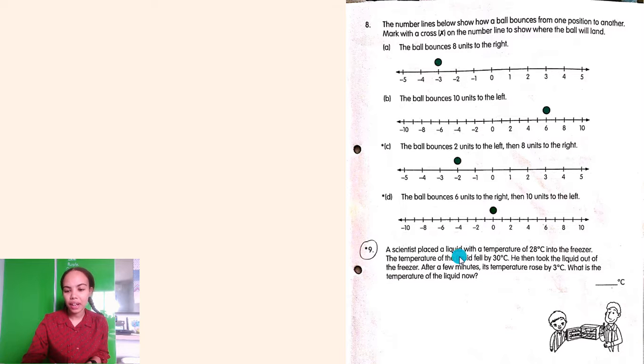Okay, a scientist placed a liquid at a temperature of 28 degrees into the freezer. So at first it was 28 degrees. The temperature fell. Fell means go down by 30. Okay, so it was at 28 and it moved 30 to the left. So where are we now? He took the liquid out of the freezer and he left it to warm up a bit. And the temperature rose, that means go up. Rise means go up. Rose past tense by 3. What is the temperature of the liquid now? So 28 minus, I'm not telling you the answer. I'm not telling the answer.